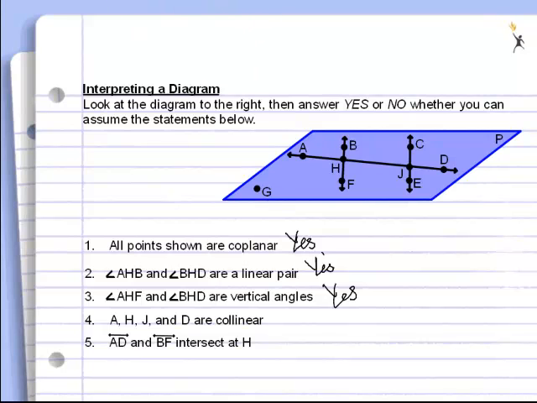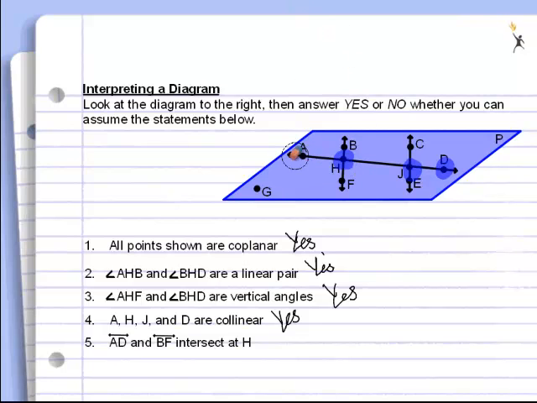Could it be said that points A, H, J, and D are collinear? Collinear, remember, means on the same line. Could it be said that points A, H, J, and D are on the same line? I would say yes, it looks like they are. Looks like they're all on this same line. We could label that line AD, HD, JD, or DA, whatever. But it does look like they're on the same line.